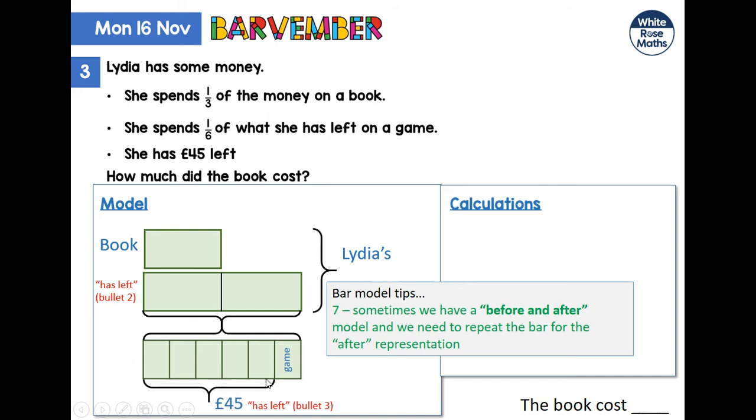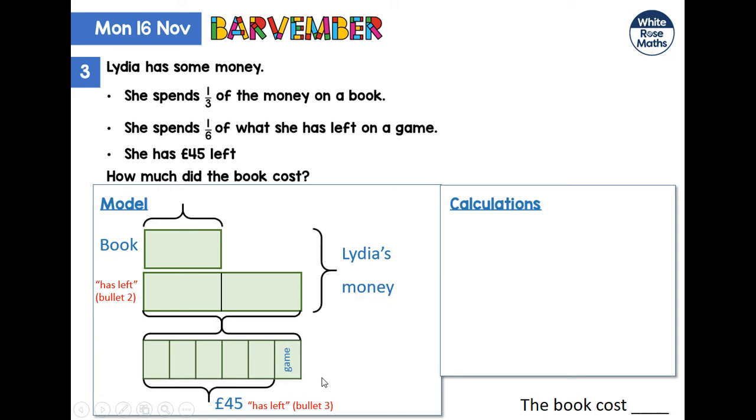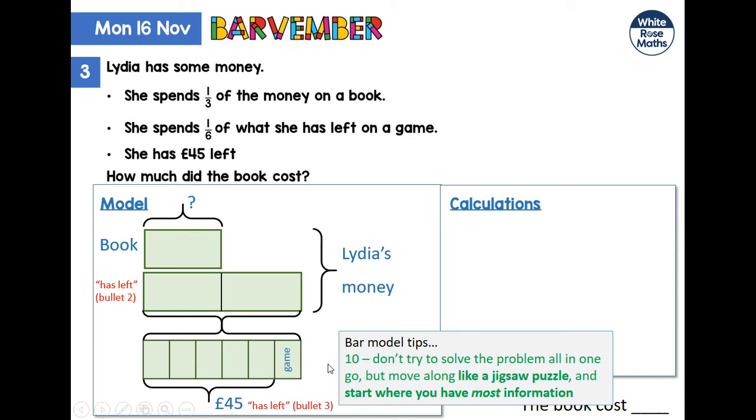And I can now show the £45 that she has left in the third bullet after spending the 1/6 on the game. Okay, so let's now see how the maths goes here. And remember, we're solving a jigsaw puzzle here, so we're going to start where we have the information. And the only numbers we have are the £45. So what could we do with that £45? Well, we see that it represents 5 parts. So our first step here is to identify those parts.